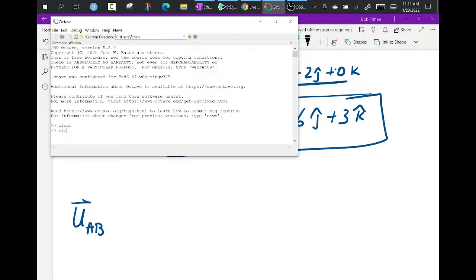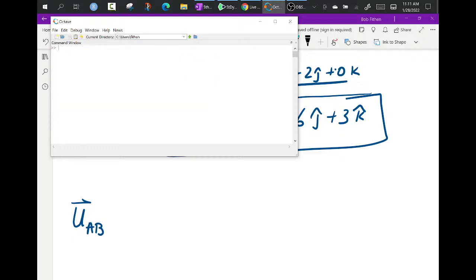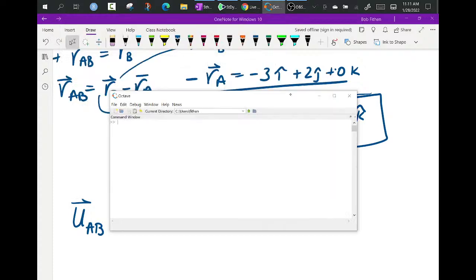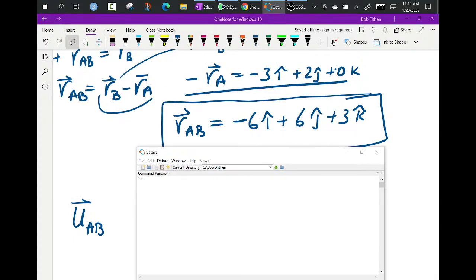Okay. So I'm going to put this in as a vector there, and it's a 6. I'm just going to list it as R, because I don't want to list all the other stuff. So as a vector, it's minus 6, and it's a 6, and it's a 3.